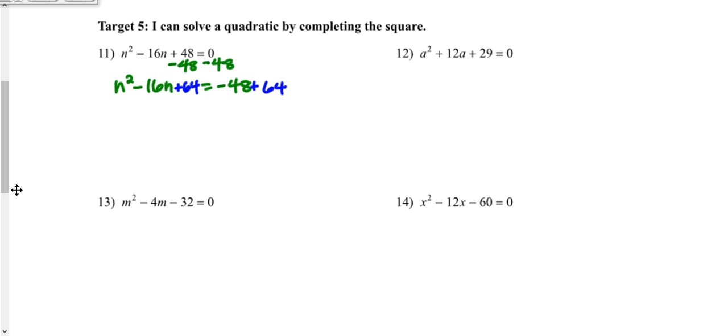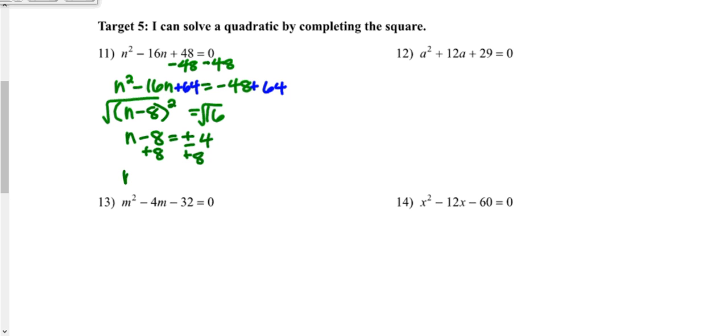So now we're going to write our complete the square form. Remember, you take half of your middle term, so that's why it's n minus 8 squared equals, and we have negative 48 plus 64, which is 16. Now we're going back to square rooting. So I have n minus 8 equals the square root of 16, that's a perfect square, so I get plus or minus 4. And then I'm going to add the 8 over.